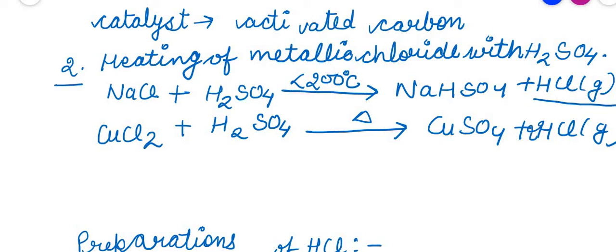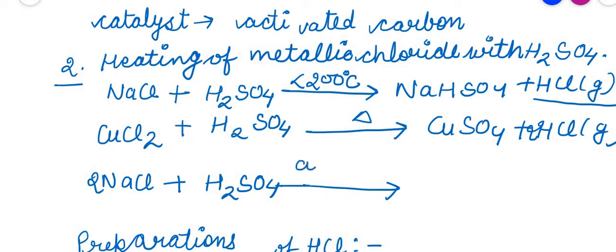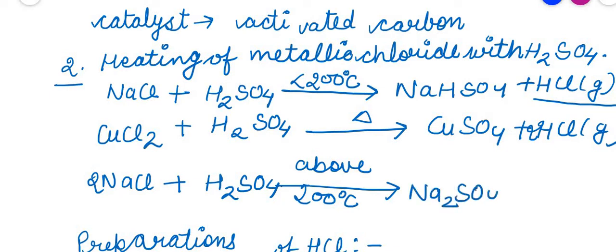Now in this reaction you can also take NaCl along with H2SO4. In the above reactions, you see that the temperature is below 200 degrees Celsius. Now you can also take the temperature above 200 degrees Celsius. Then there is a formation of Na2SO4, that is sodium sulfate, and HCl gas will be released there.